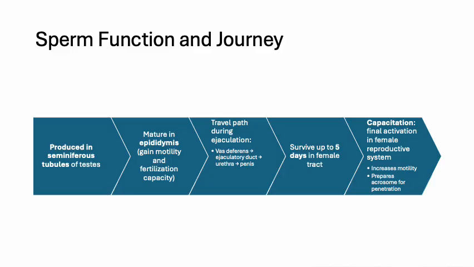Before a sperm can fertilize an egg, it must undergo capacitation, which is the final maturing step that occurs within the female tract. This process enhances motility and prepares the acrosome to release its enzymes, enabling the sperm to penetrate the oocyte's protective layer.